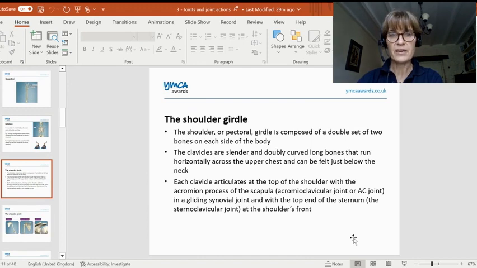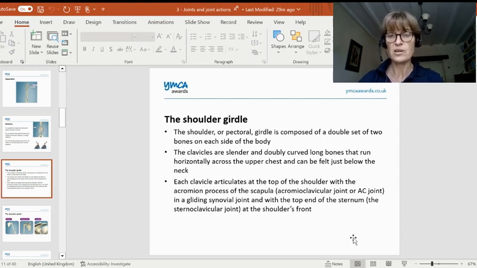So let's go back to having a look at the upper part of the body, our shoulder girdle. Now, at our shoulder girdle, the bones we need to know about are our scapula at the back, which has an acromion process coming up over the top of our shoulder, which you can just feel as a bony bit on the top of the shoulder. Your clavicle, which is the long, slender bone that runs horizontally across your upper chest, which you can feel just below your neck. Your sternum, which is the bone in the middle of your chest, your breastbone often it's called.